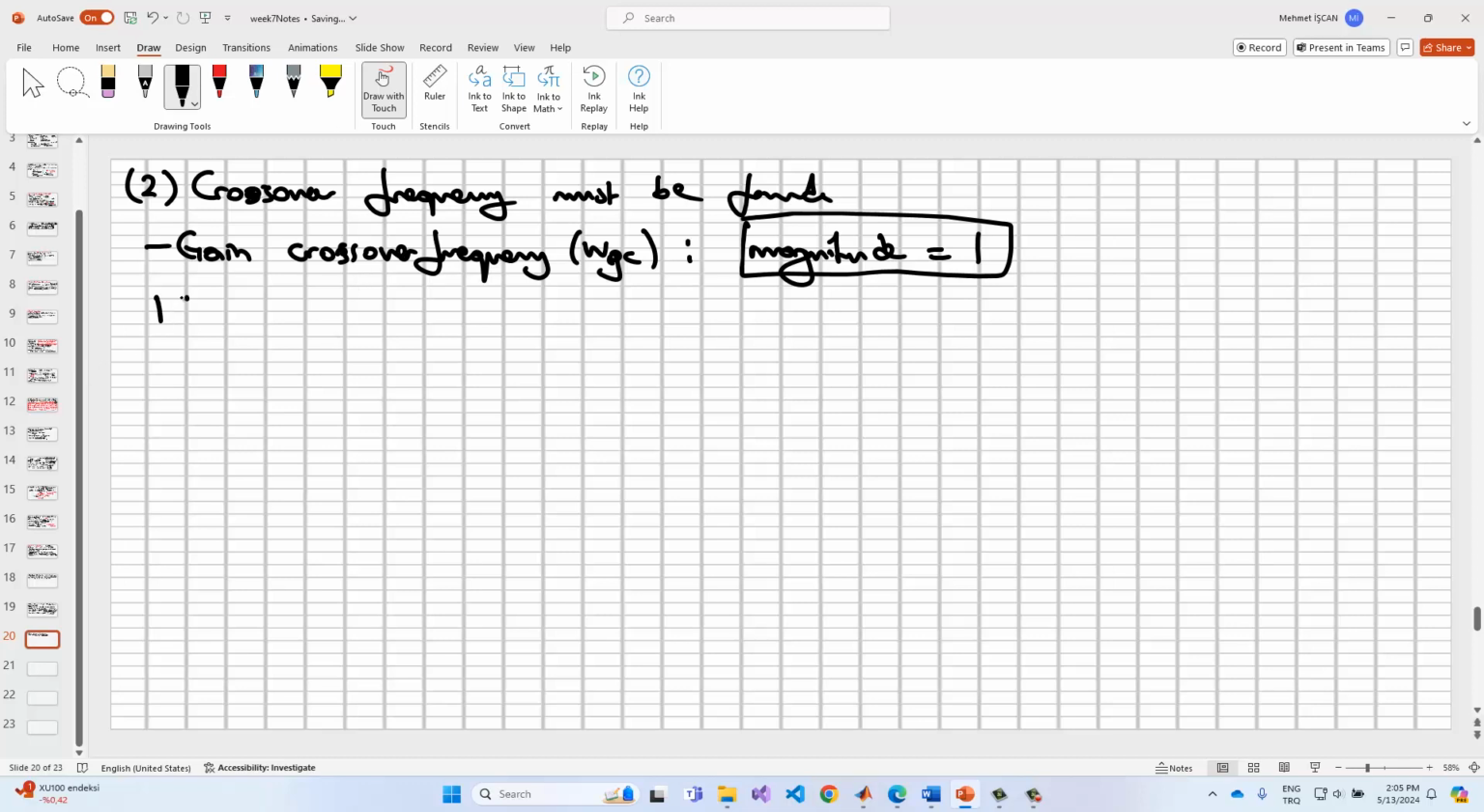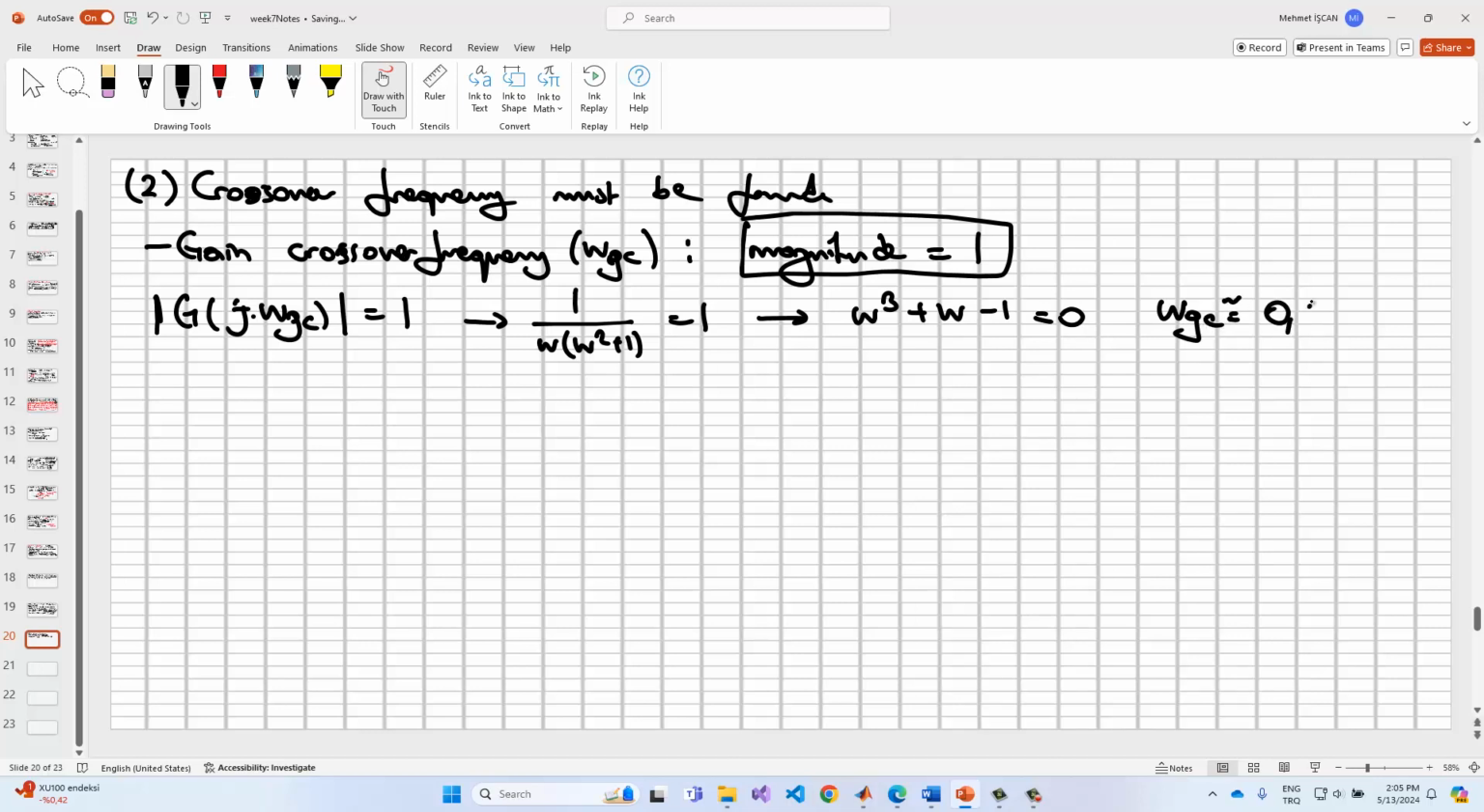And then we can write that the absolute value of G(jωGC) is equal to 1. And so we calculate the whole expression: ω squared plus 1 must be equal to 1. And so ω cubed plus ω minus 1 is equal to 0. And so ωGC is equal to 0.682 radians per second.